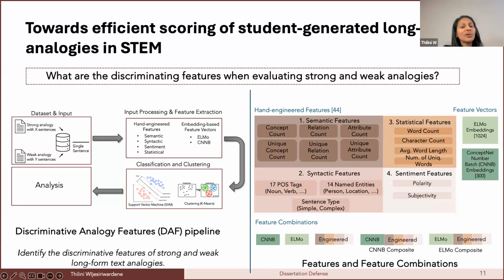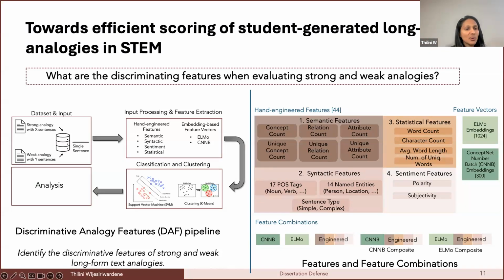And also we created, for each analogy sentence in our data set, feature vectors based on Elmo embeddings and ConceptNet Numberbatch embeddings. So now we have embeddings and we have hand engineered features. So what we do is we use them individually for evaluation task of good analogies and weak analogies, and we combine these features together, and also we do the same evaluation.